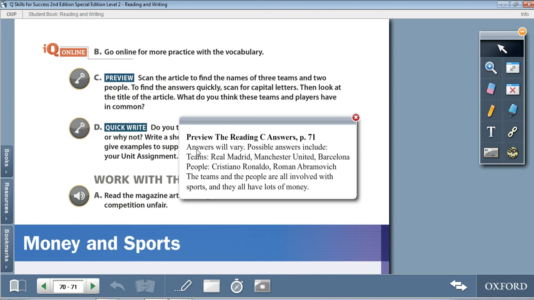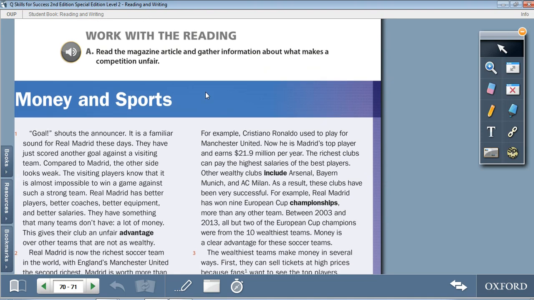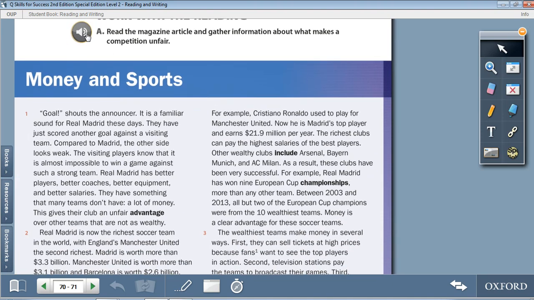Of course, there are many examples, so the answers will vary. And the possible answers include teams: we have Real Madrid, Manchester United, and Barcelona. And people: we have Cristiano Ronaldo, Roman Abramovich. The teams and the people are all involved with sports and they all have lots of money. Moving on to the reading section, Money and Sports.